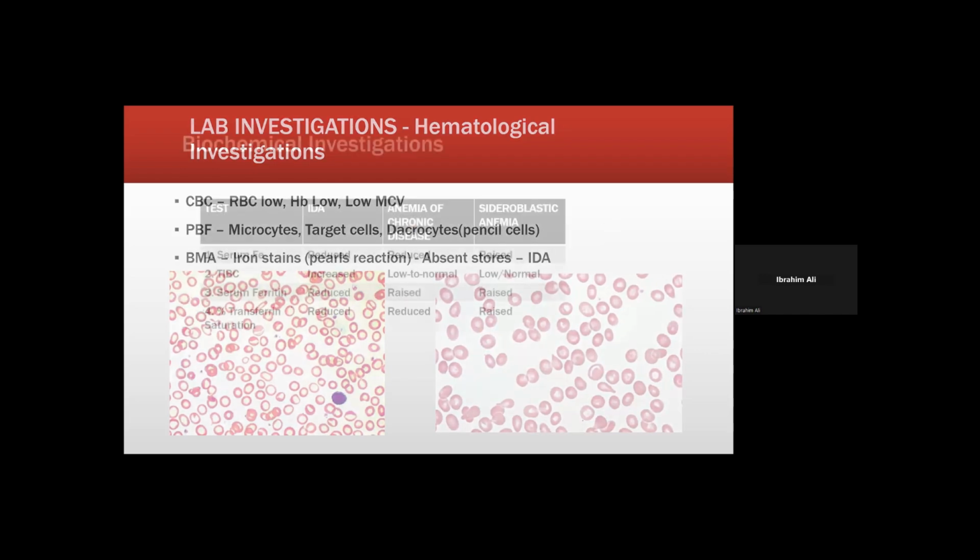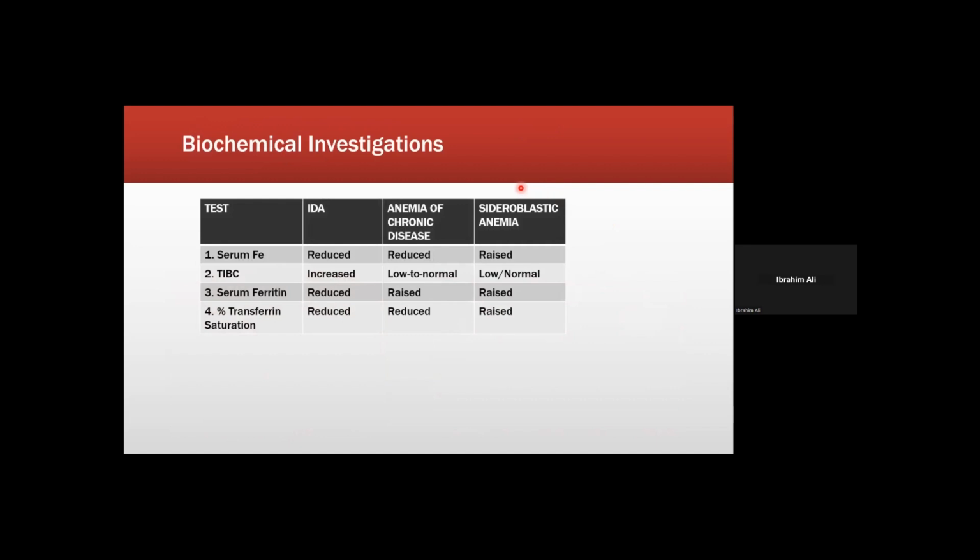For the biochemical investigation, we'll check three things. Number one, we'll see the serum iron. Number two, the total iron binding capacity, the serum ferritin level, and the percentage saturation of transferrin. These two, they like to ask about iron deficiency anemia and anemia of chronic disease. They would like to play with your mind in MCQs: which one is raised, which one is low? Or they give you a scenario: this is raised, this is low, and what condition is this?